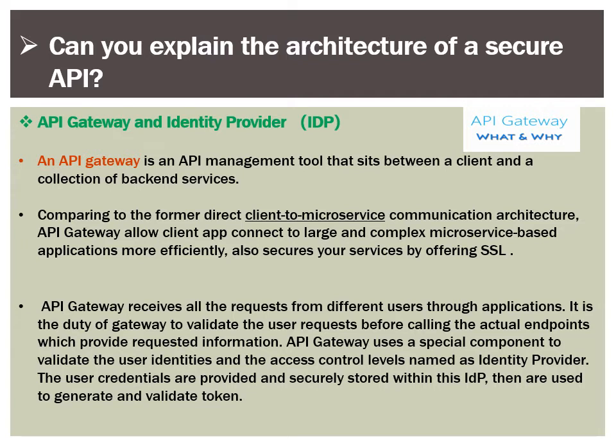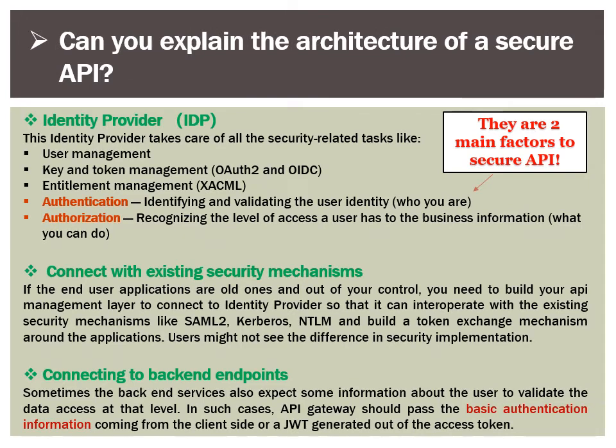The user credentials are provided and securely stored within this IDP, then used to generate and validate tokens. The main functions of the IDP are user management, key and token management, entitlement management, and last but not least, authentication, which is to identify who you are, and authorization, which is to identify what you can do. These two functions are the main factors to secure an API.